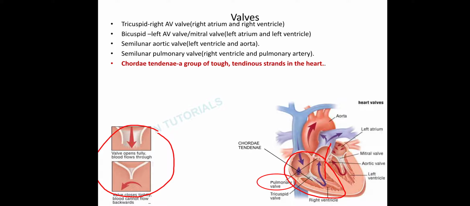These two valves are called semilunar valves because they appear like half moon shaped structures. Since they are shaped so, they are named so.